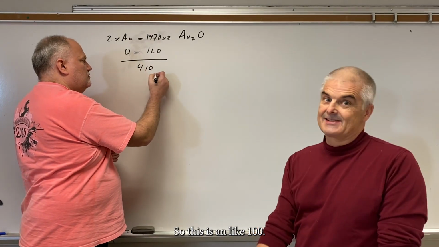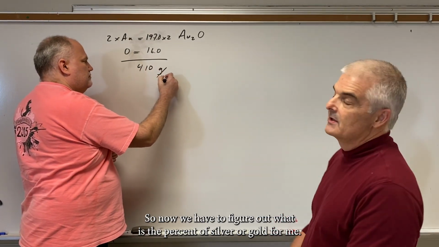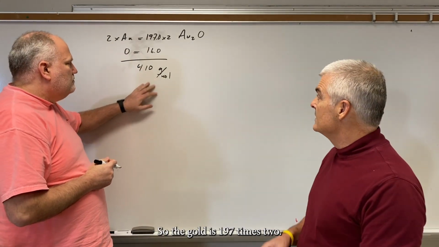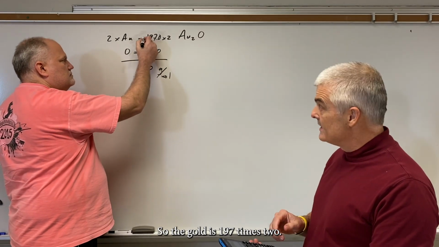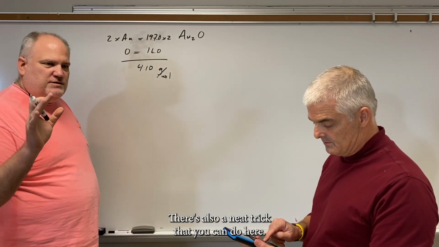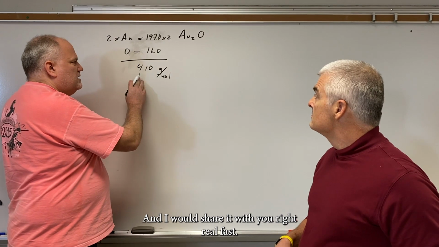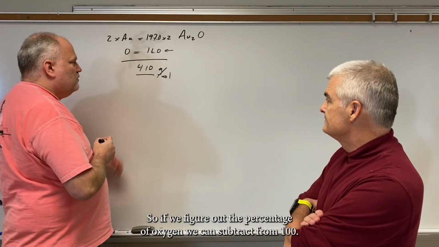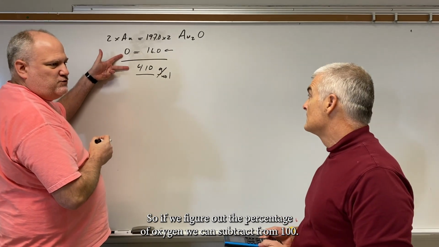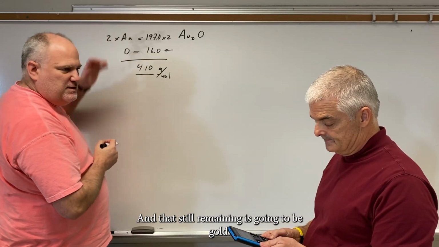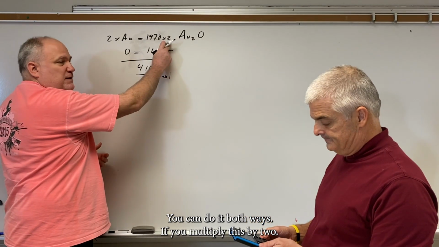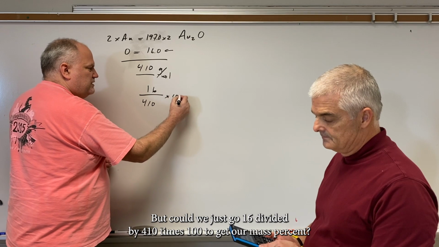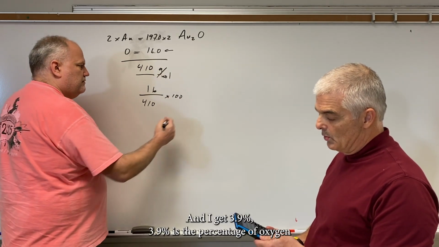So this doesn't add up to a pretty 100. Now we have to figure out the percent of gold and the percent of oxygen. So the gold is 197 times 2. There's also a neat trick that you can do here, and I'm going to share with you real fast. This is our overall molar mass, 410, right? And this is the molar mass of oxygen. If we figure out the percentage of oxygen, we can subtract from 100, and then the remaining is going to be gold. You can do it both ways. You can multiply this by 2, but couldn't we just go 16 divided by 410 times 100 to get our mass percent? And I get 3.9%.